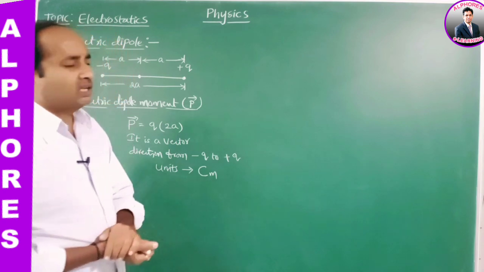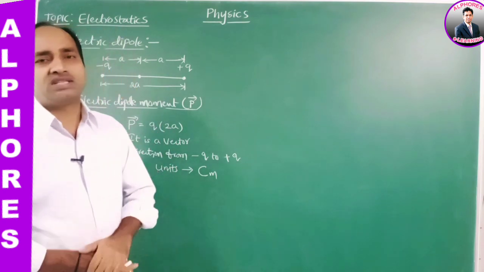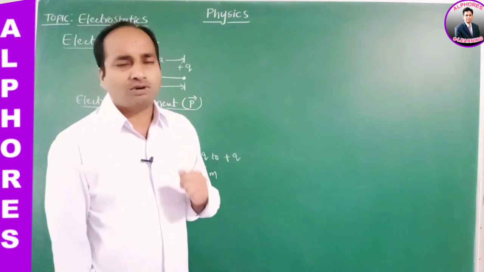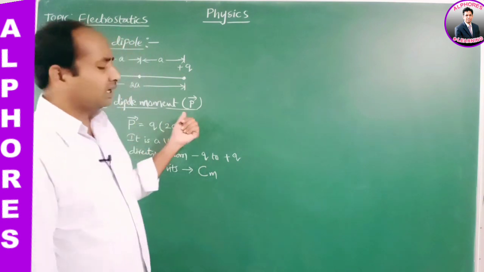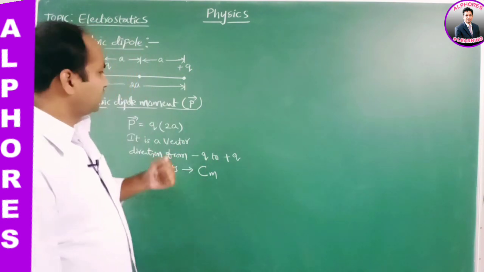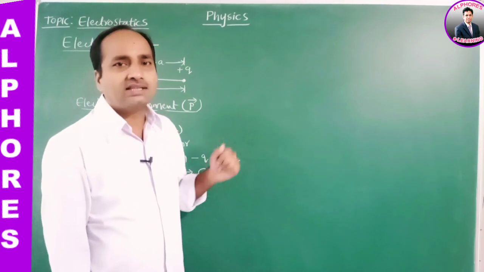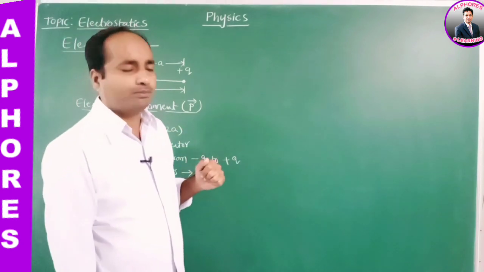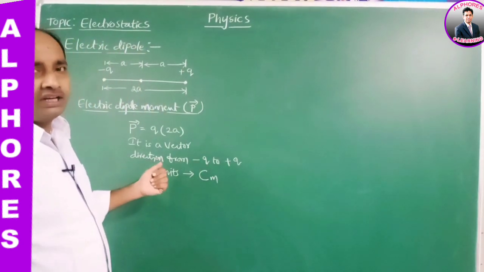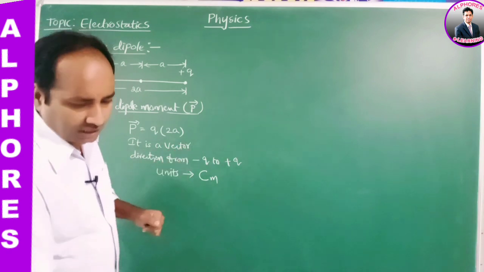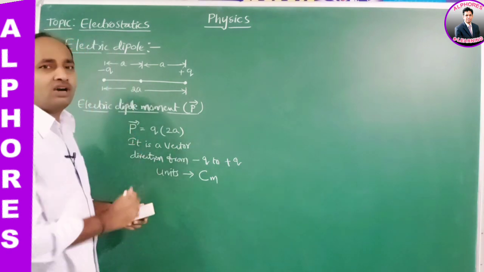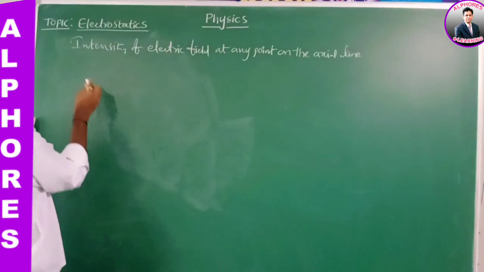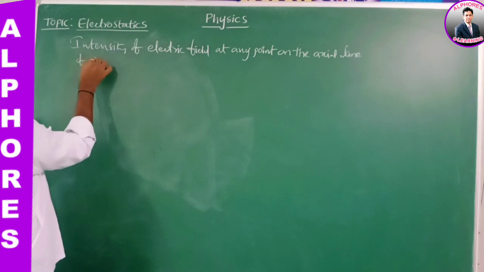In the last topic we studied the intensity of electric field due to a point charge and due to a system of charges. Now we should calculate the intensity of electric field at any point on the axial line of an electric dipole. The next topic is the intensity of electric field at any point on the axial line of an electric dipole.